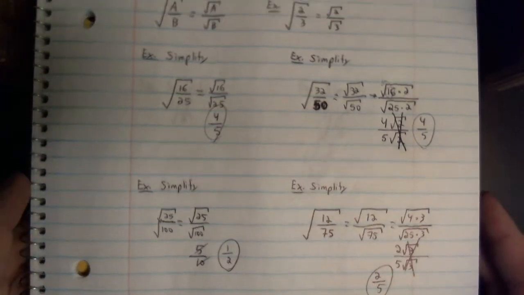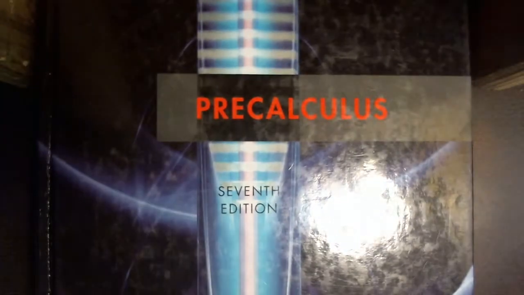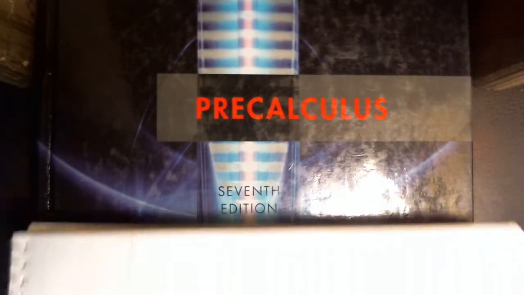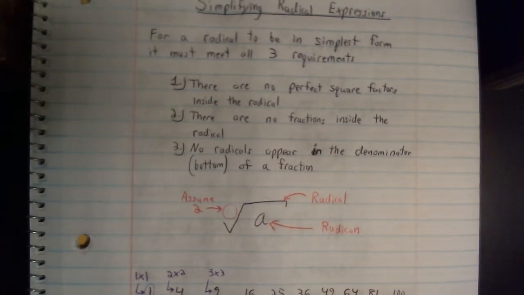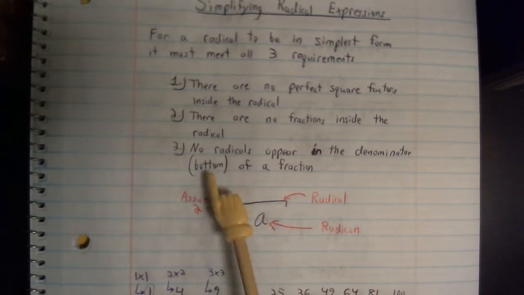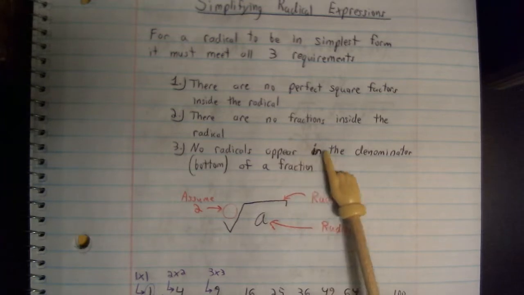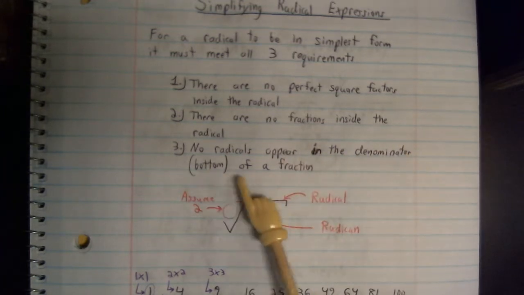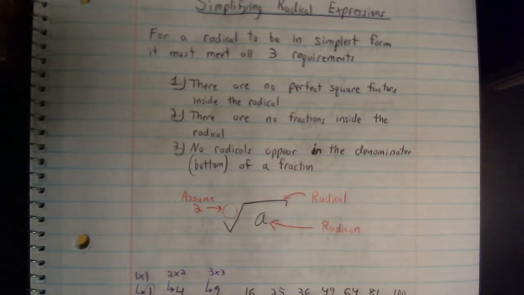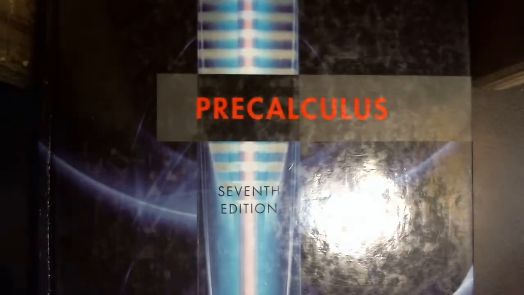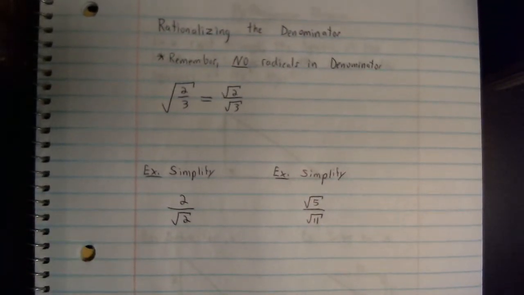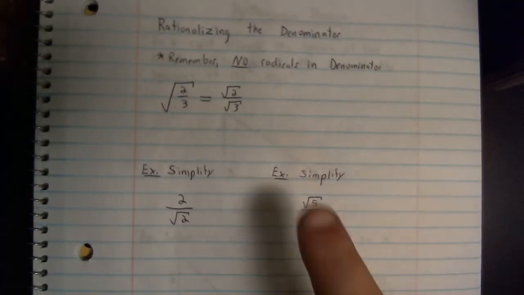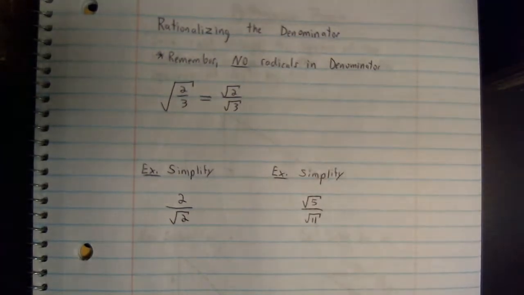Alright, we have one more thing to discuss. If you remember at the beginning of this 17-minute long video so far, at the very beginning it mentioned something about no radicals appearing in the denominator, the bottom of a fraction. Well, what happens if we end up with that situation? We have to do this thing called rationalizing the denominator. Remember, no radicals in the denominator.